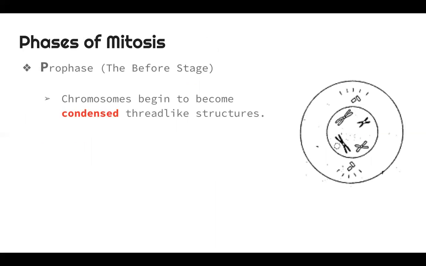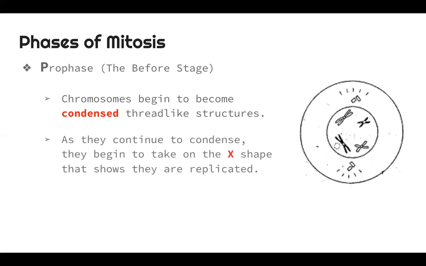So we have multiple stages of mitosis, just like we had multiple stages of interphase. The first phase is prophase. So this is the before, okay? The chromosomes begin to become condensed, okay? They are going to really shrink in size. As they continue to do this, they take on that X shape. So here we have our X shapes, okay?